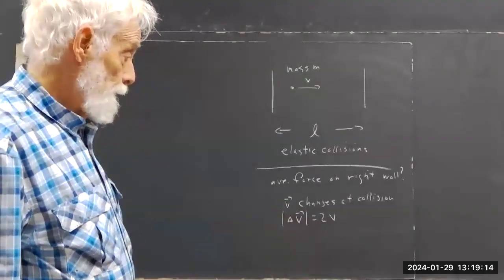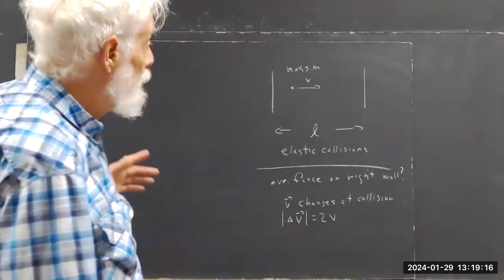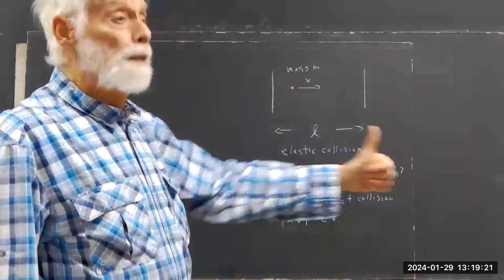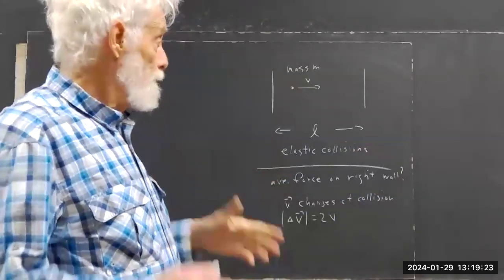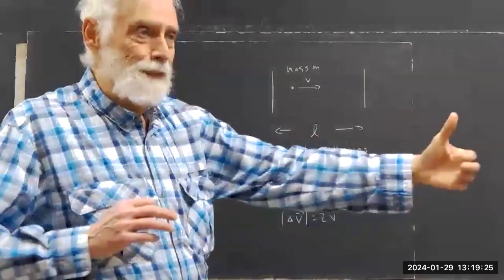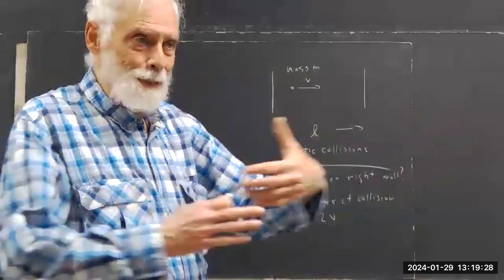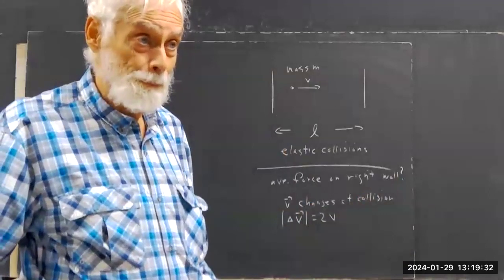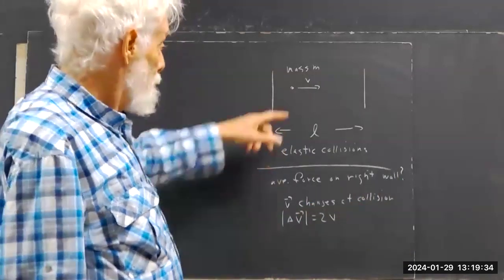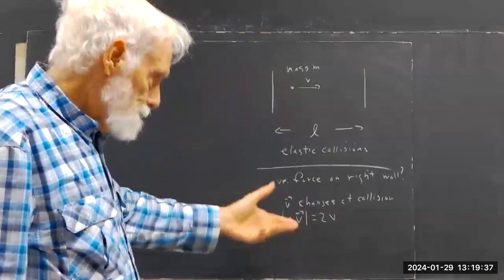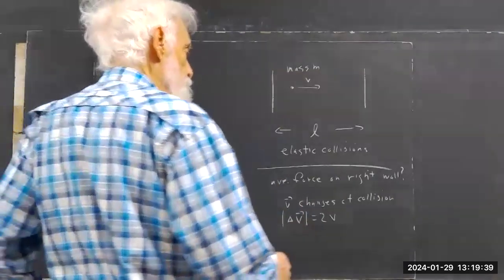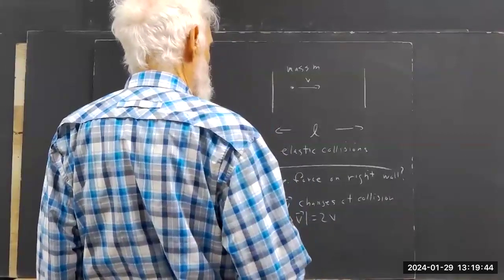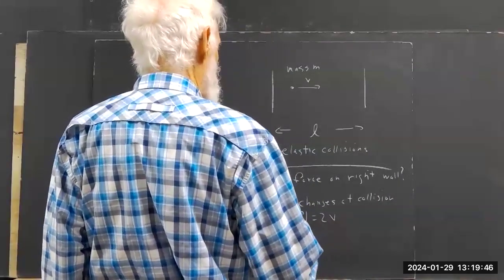the magnitude of your change in velocity is twice the velocity, because it's coming in this fast, now it's going away that fast. Coming in at 10 miles an hour, leaving at 10 miles an hour. If it met its reflection on the path, the relative velocity would be 20 meters per second, right? So convince yourself of this. V changes in the collision. The magnitude of the change in V is 2V.